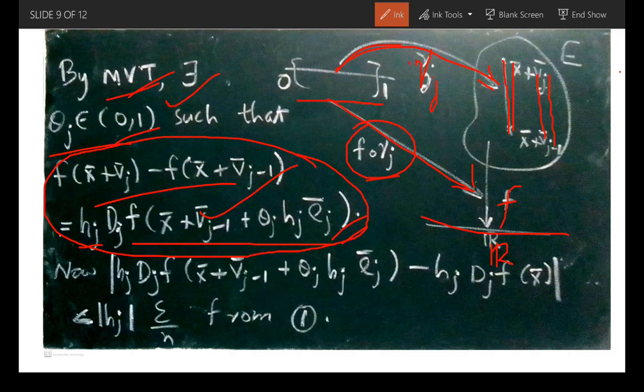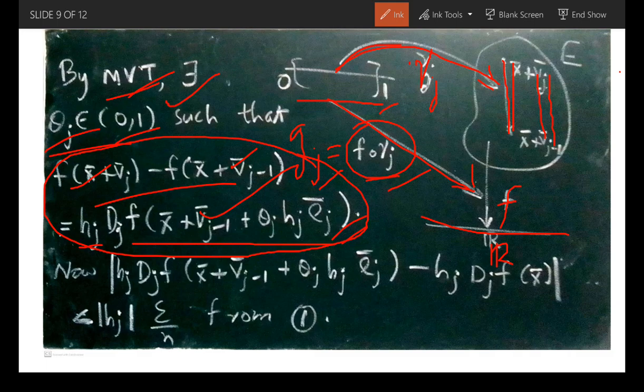We can apply the mean value theorem for this composite function, this composite γ_j, and obtain a θ_j in the open interval (0, 1) such that, you call this composition G_j. G_j is equal to f composite γ_j. So G_j(1) − G_j(0) = (1 − 0) times G_j'(θ_j). That is what you will get using the mean value theorem. But that is precisely saying this expression.